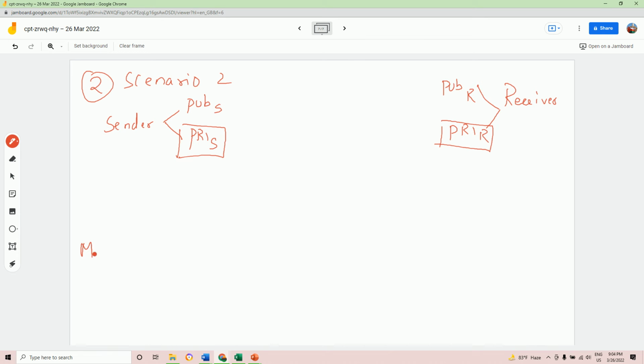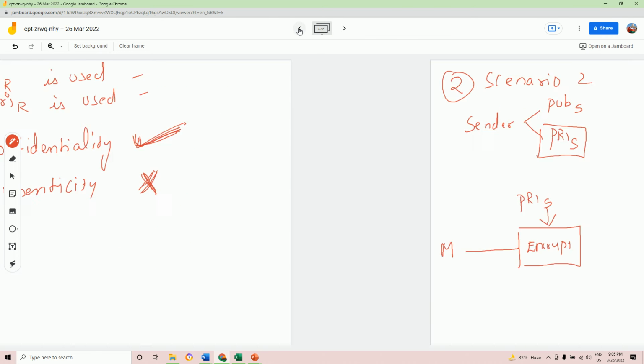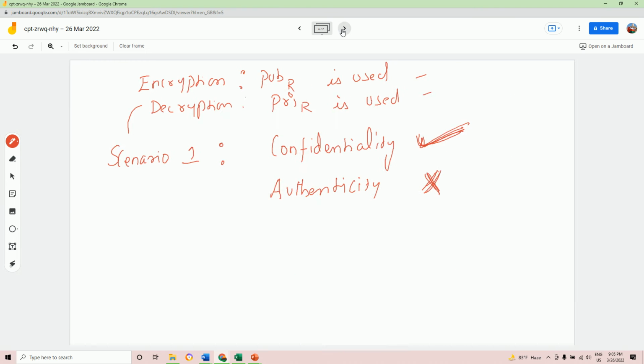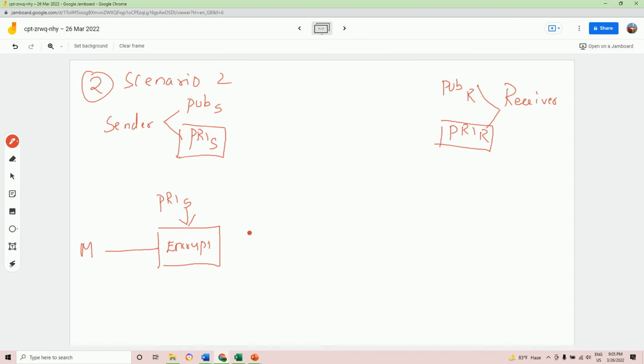Now you have the message. Now you are encrypting the message with the private key of the sender. You see the difference. Not the public key of the receiver, but the private key of the sender. And you are sending the message to the receiver. So the receiver decrypts.